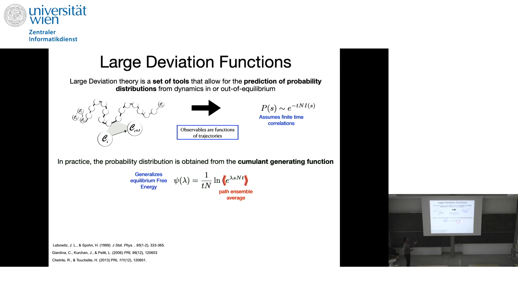But in practice, and I think this is what's usually done, you get this cumulant generating function, which is like a free energy, because you take derivatives with lambda and you get cumulants, just how you take derivatives with beta and get cumulants of the energy. Except this is now a path ensemble, an average over paths. You can get this by solving an eigenvalue equation, and the largest eigenvalue gives you the cumulant generating function, and then you get back to the probability distribution by Legendre transform.